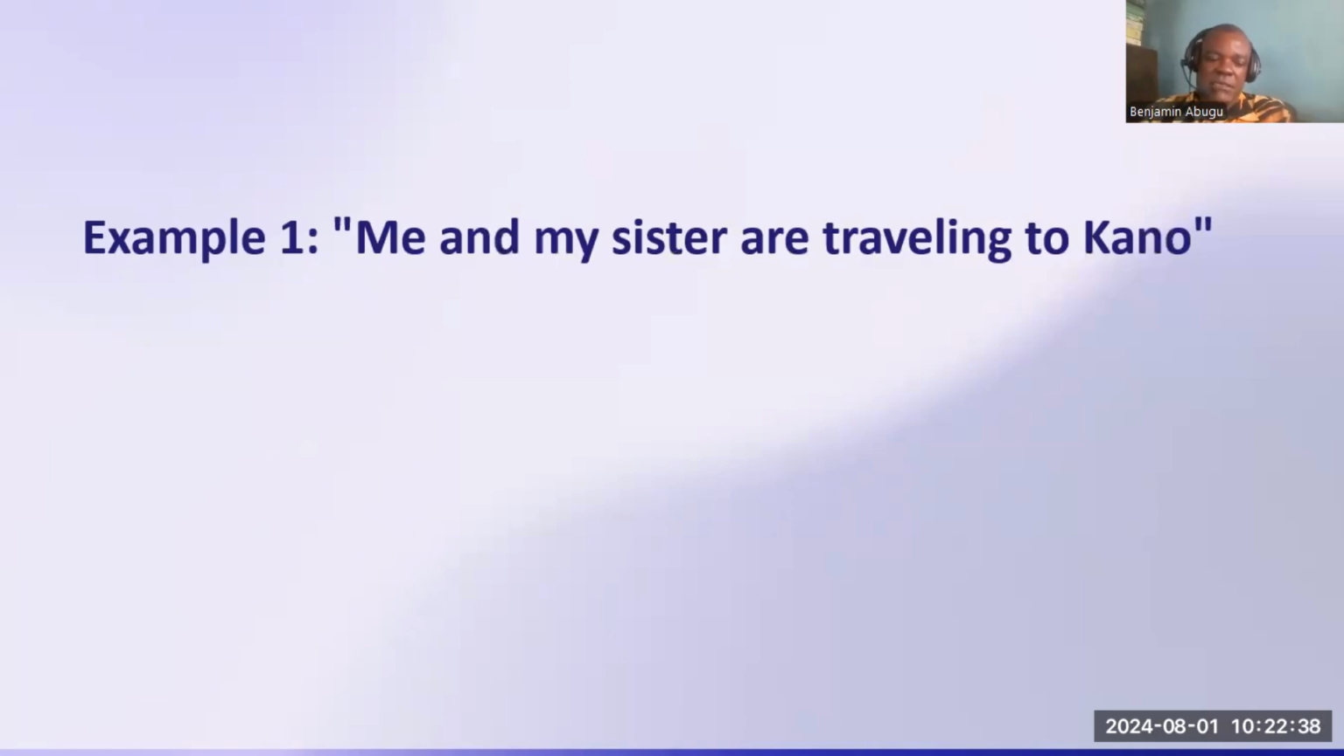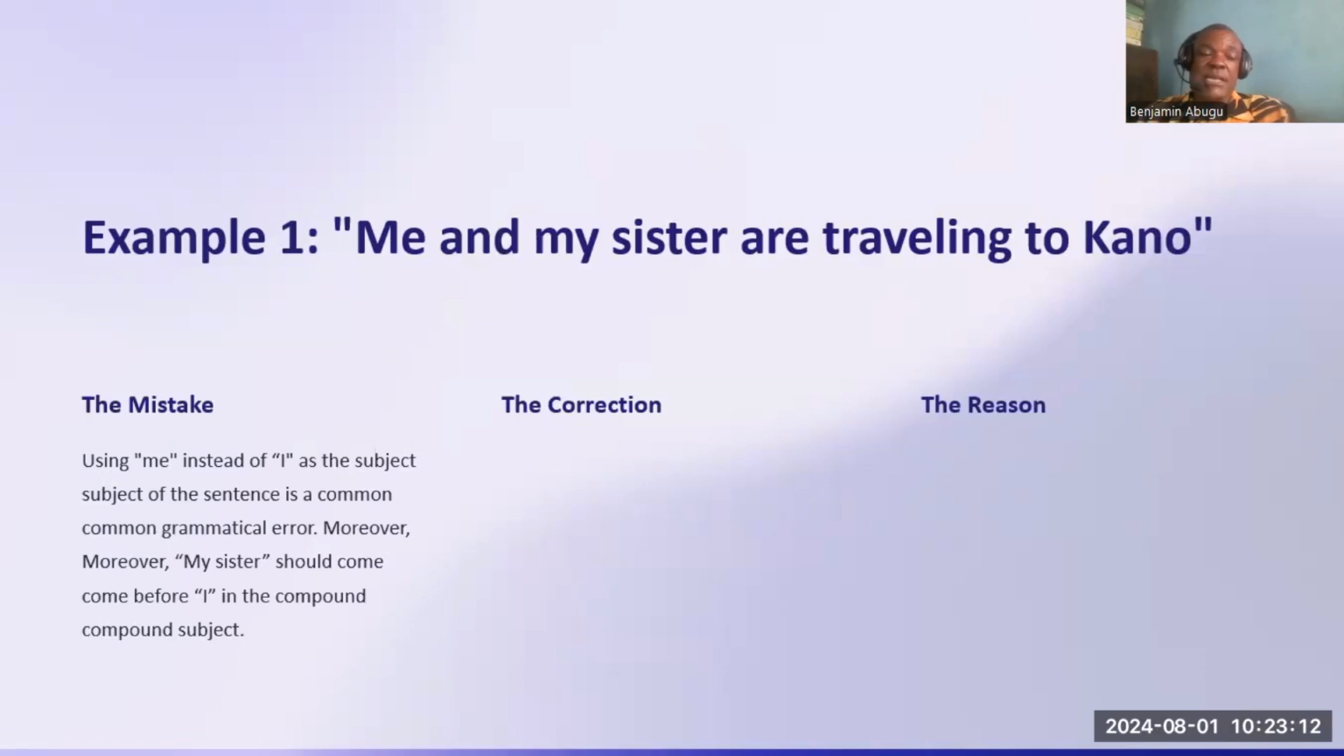Now, let's look at 3 aspects to enable us learn from this. We are going to look at the mistake, then we look at the correction, and we look at the explanation or the reason. Now, what is the mistake here? Using me instead of I. That is basically what is wrong here.